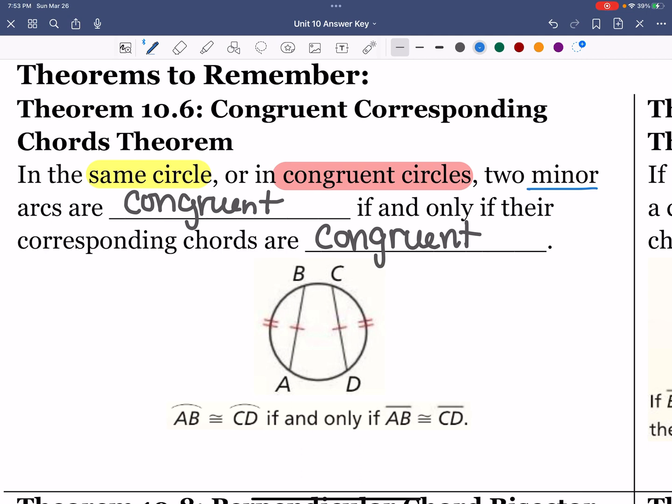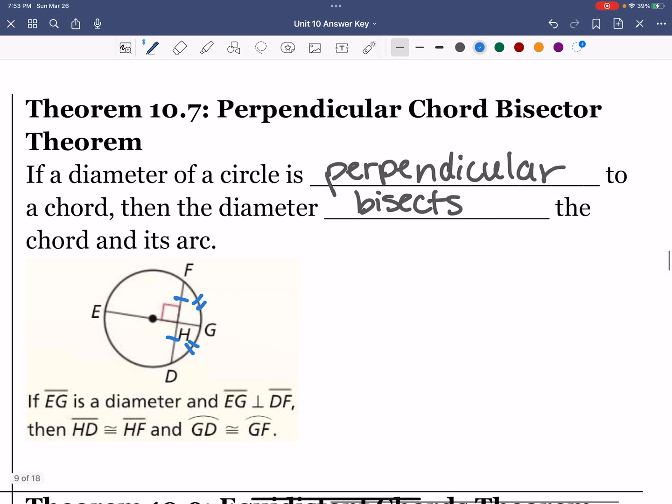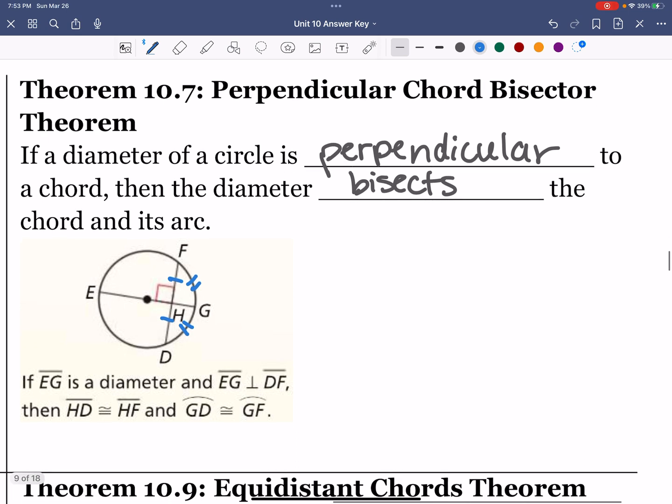So over here, I have the perpendicular chord bisector theorem. If a diameter of a circle is perpendicular to a chord, then the diameter bisects the chord and its arc. I went ahead and put the markings in the picture of what it does. So because EG is perpendicular to FD, I can go ahead and conclude that FH and HD are going to be congruent, as well as arc FG and GD are congruent.